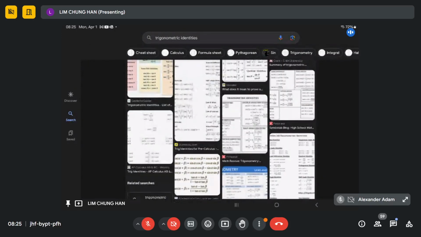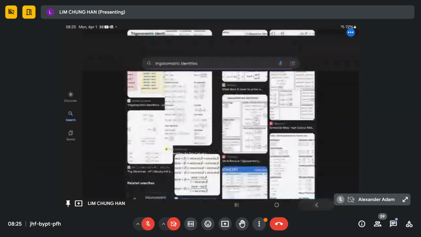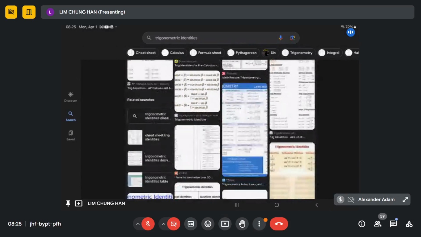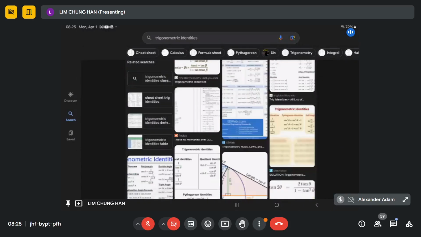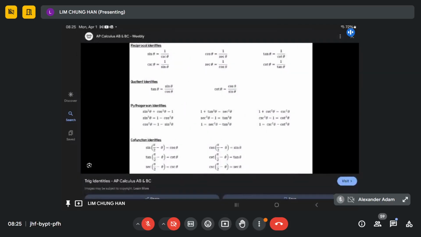I think it's this one. No. But the point is it will be given. So don't worry, the table will be given to you. You just need to know which identity you need to use, because as you can see, there's a lot. You don't have to memorize this.